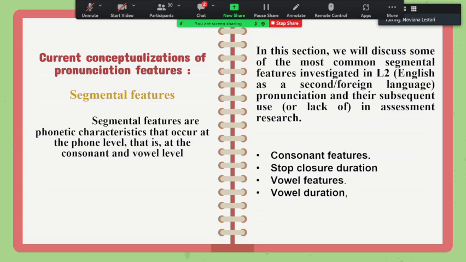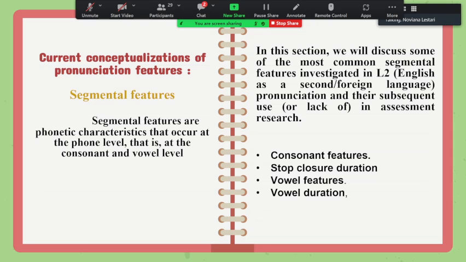Yes, consonant features. While other consonant features were examined in earlier research that investigated cross-language differences, voice onset time, VOT, and stop closure duration have been most frequently addressed in more recent second language pronunciation and assessment research. Voice onset time is defined as the time between the release of the stop closure and the start of the vibration of the vocal cords.